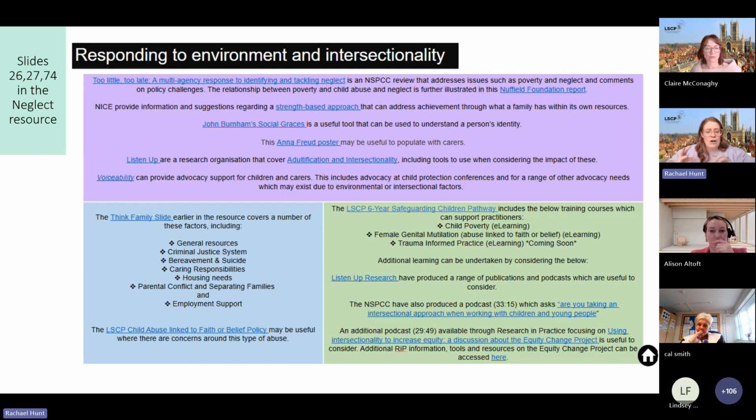So you'll see that in the resource, it's separated into different areas. It will link you to some of our training. It might link you to some of the resources we have, but it also might link you to wider tools or research that's happened that can really support with some of that information.